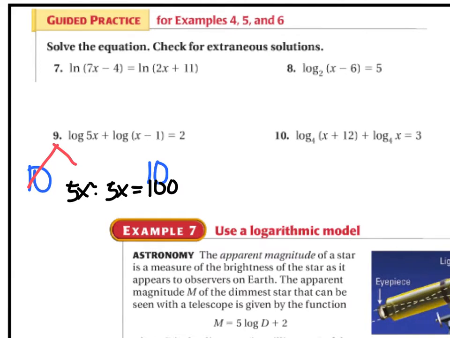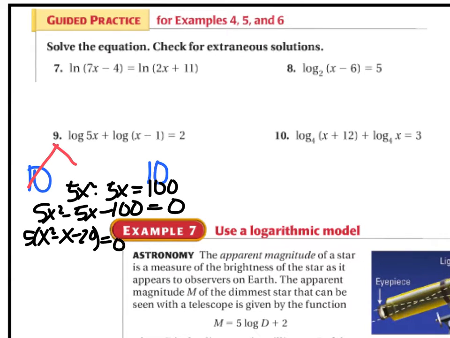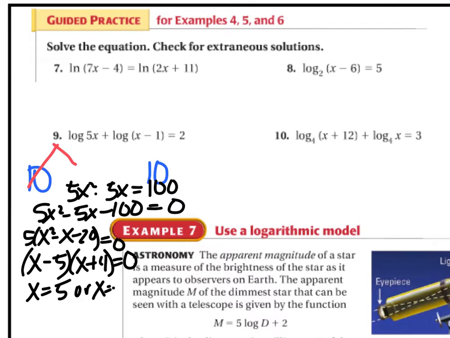And now we can go about solving this. It is quadratic, so I'm going to get 5x squared minus 5x minus 100 equals 0. And of course, we start off by dividing out a common factor, and so 5 will be divided out, and I'm left with x squared minus x minus 20 equals 0. And then factoring that, you can ignore the 5 now because it's just going to go away. You could do x minus 5 and x plus 4 equals 0, telling you that x equals 5 or x must equal negative 4.